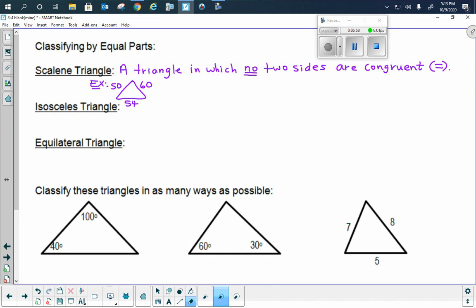Right? So now, in an isosceles triangle, you need to know that at least two sides, it's typically two, but at least two sides are congruent, or equal.